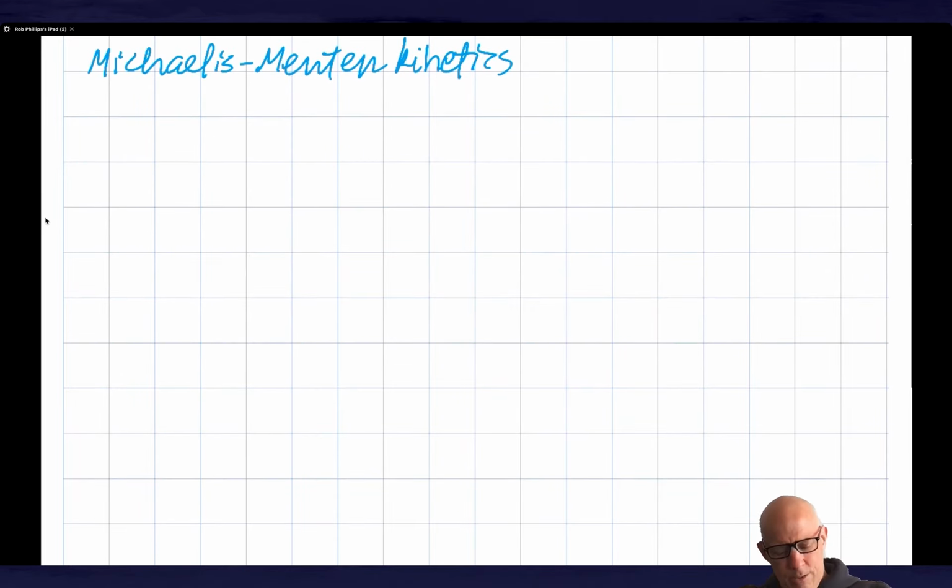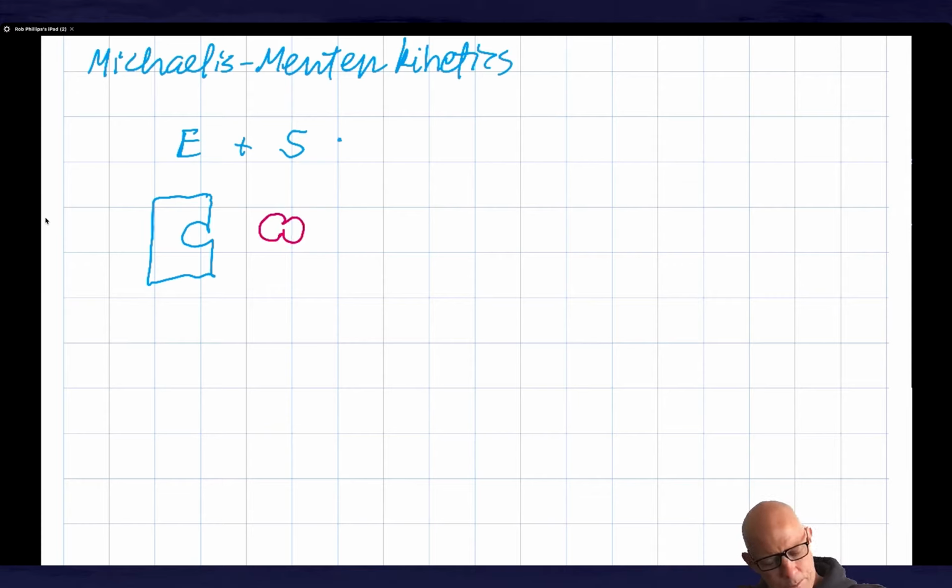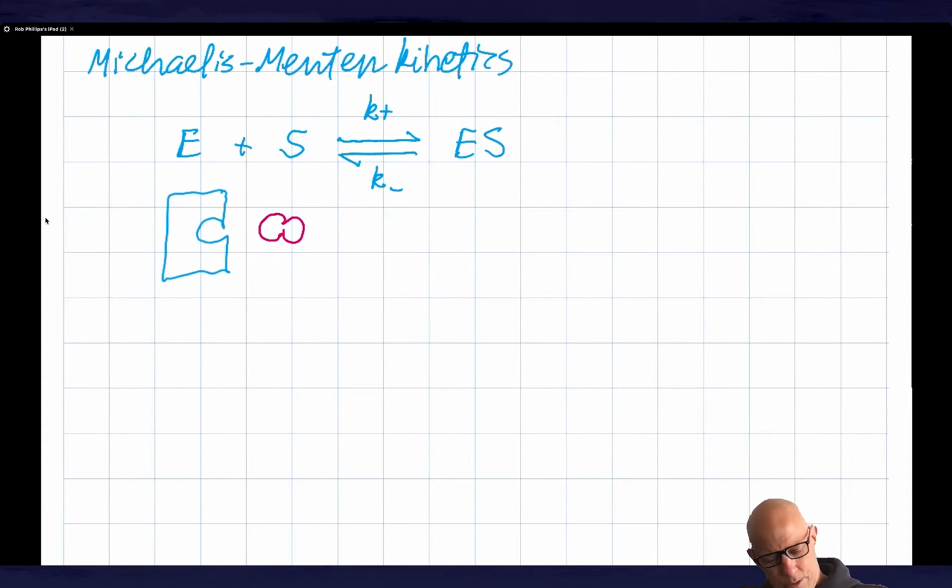And the idea is really kind of simple, which is that we have some enzyme, which I'm going to schematize here like this. It's got some active site. Plus, we have a substrate, which I will schematize as this dumbbell-shaped object. And enzyme plus substrate goes with a forward rate, which I'll call K plus, and a backward rate, which I'll call K minus, to the enzyme substrate complex, which looks like this.